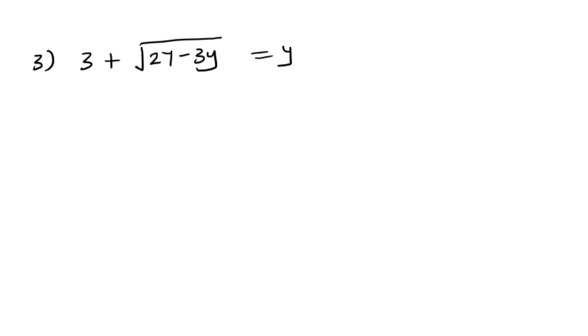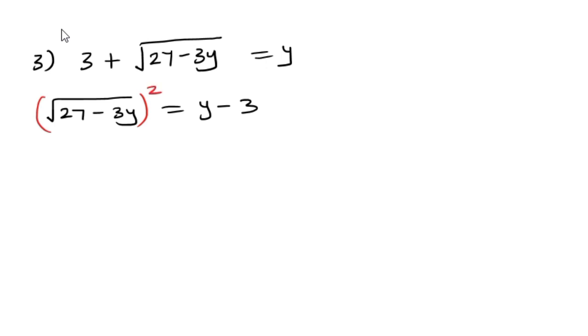Y. First of all, we have to do what? Separate the radical sign. So isolate the radical sign. We are going to have the square root of 27 minus 3y equals y minus 3. Okay, and from here we can square both sides because the higher order of the radical sign is square.